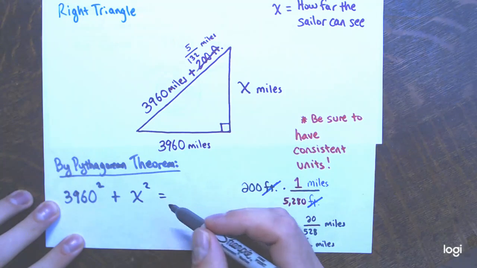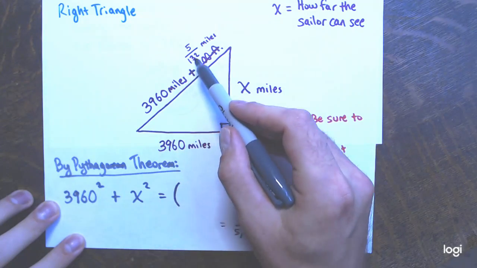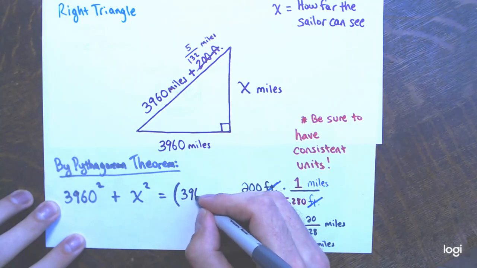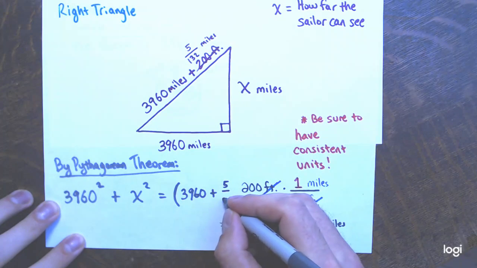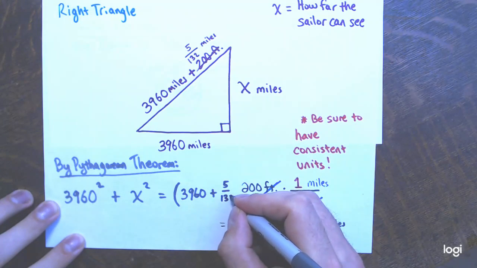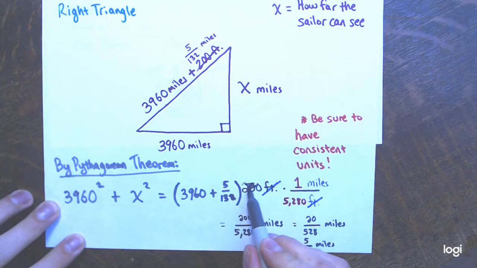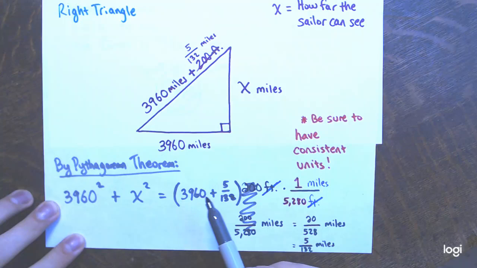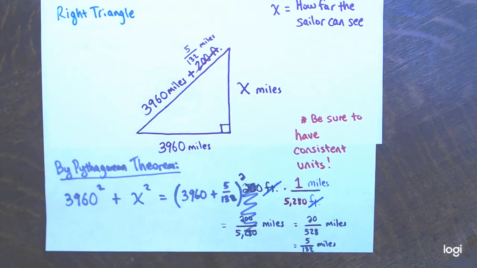that's going to be equal to this other side. I'm going to write it as a sum. We have 3,960 miles, plus this, 5/132 of a mile. That's how many miles. Let's ignore all this stuff now. Get rid of that. Ignore all this. We changed 200 feet to miles already. So this plus this, that's how long the hypotenuse is. And then we're squaring that.